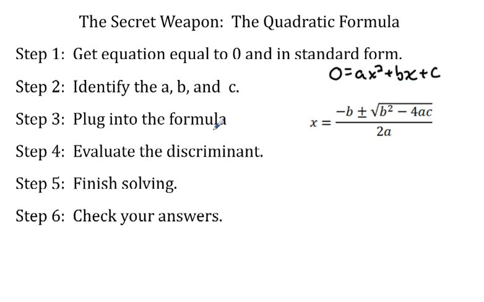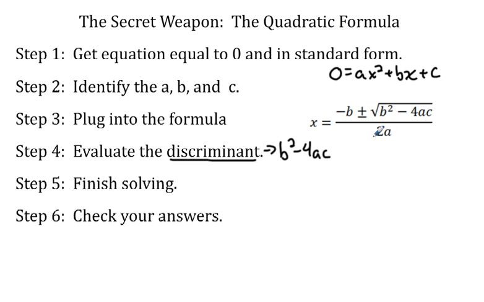After you plug it into the formula, you evaluate what's called the discriminant. Now the discriminant is the part that's underneath the radical. It's b squared minus 4ac. And it's called the discriminant because it discriminates between the ones that have two real number answers, one real number answer, or zero real number answers. I know the word discriminate has a negative connotation, but what it means is to separate things based on a trait, and that's basically what this is doing. It's separating our quadratic equations into three different parts.